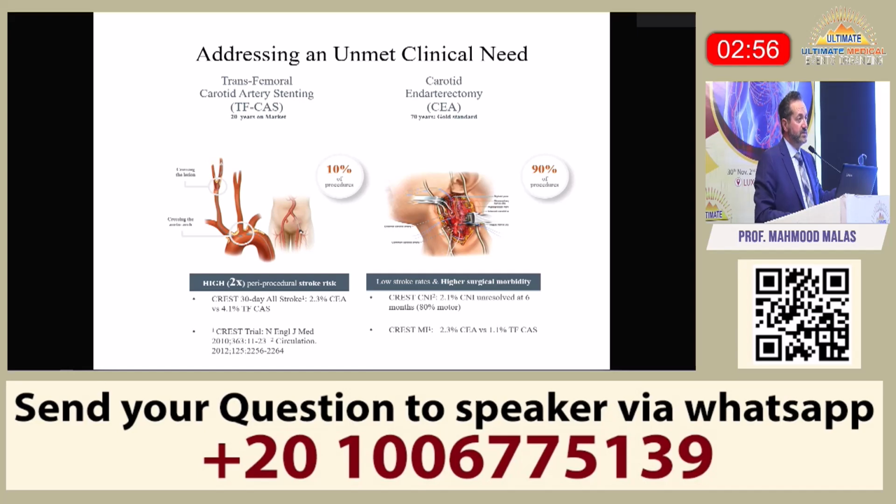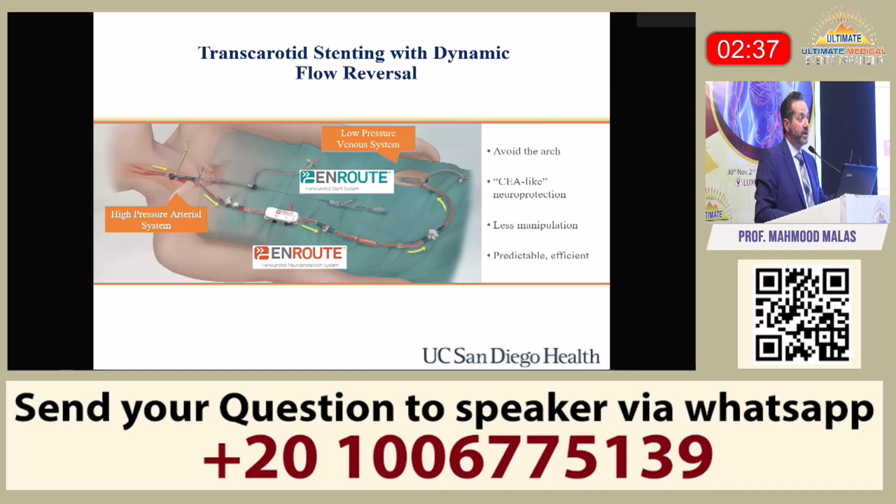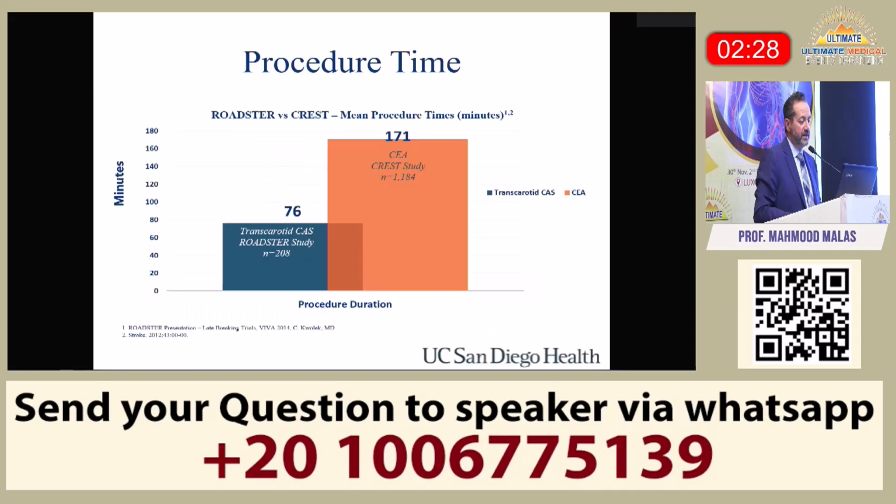And we have transfemoral stenting that is made to be minimally invasive, but has twice as much the risk of stroke. That is easy to understand: when we go through the arch to do transfemoral stenting, we shower. When we put the filter in, we unprotect it, we shower. This is why we have more stroke with transfemoral stenting. So again, TCAR avoids the arch altogether, goes through the carotid, clamps the carotid, and this is when you have active flow reversal, and you have a CEA-like protection. And this is why the outcome is as good as CEA.